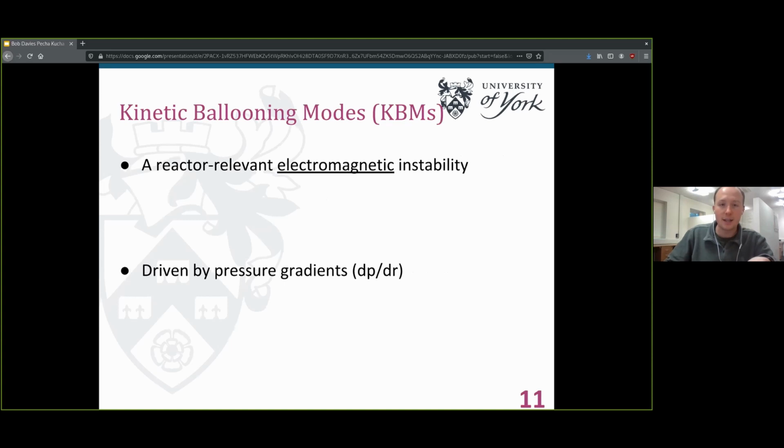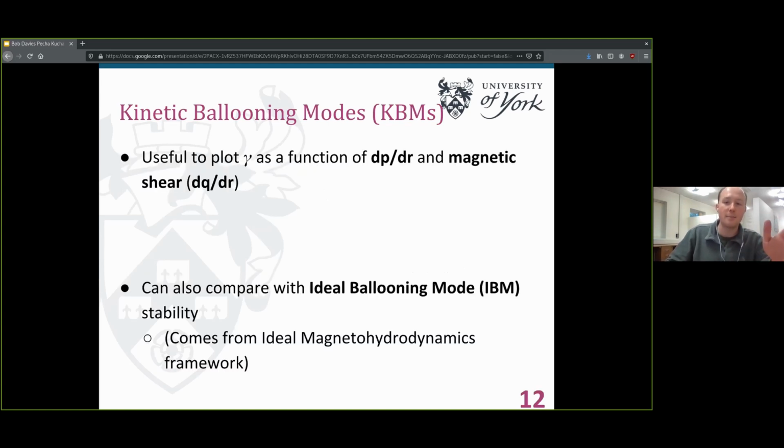One particular electromagnetic instability I've been looking at is the kinetic ballooning mode, or KBM. The details are not supremely important. Suffice to say that it tends to be unstable at high plasma beta or where pressure gradients are large. So this is in the fusion-relevant regime. I've done some simulations to look at how KBMs behave in tokamaks, which I'll show you now.